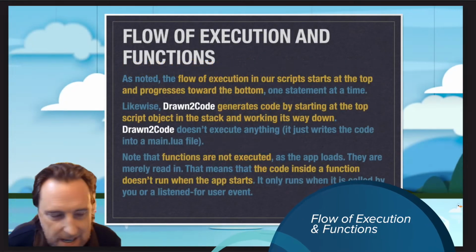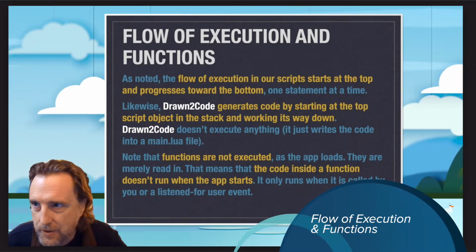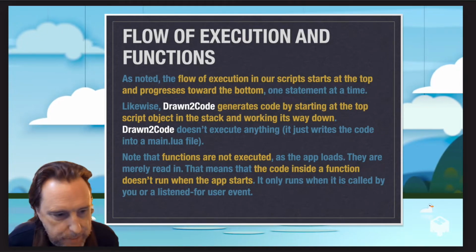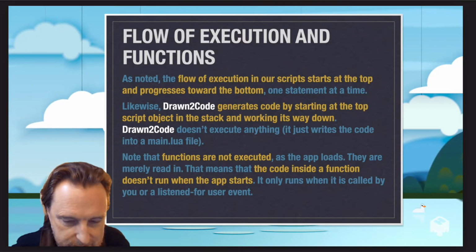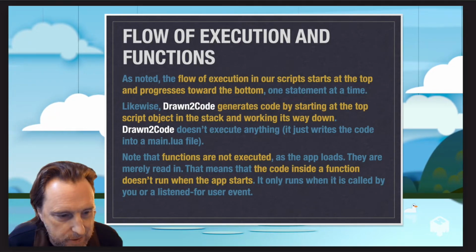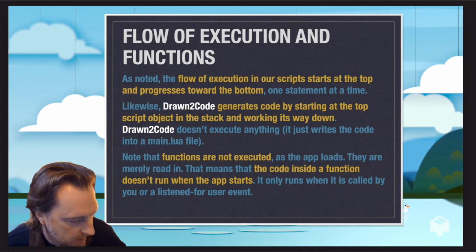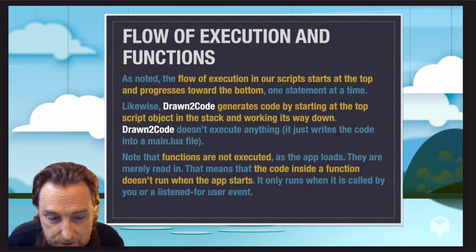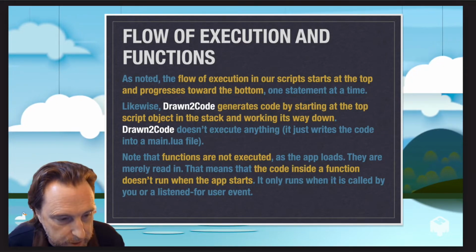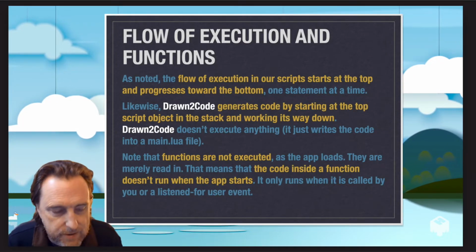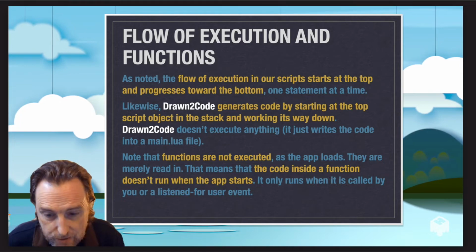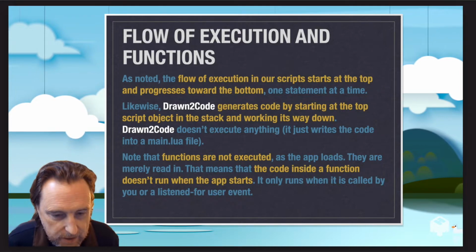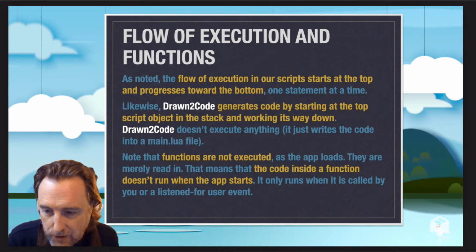Last issue before we switch gears back into Drawn to Code to do something is flow of execution and functions. So when your script loads, it starts at the top. So the very first Lua statements are the ones that are executed. And the scripts that we're generating from Drawn to Code, that's typically, for instance, require statements. But then there will be shapes, display objects, there will be widgets. The widgets will be connected to listeners. Those listeners will execute functions in your stack that will run when the listened for event occurs.